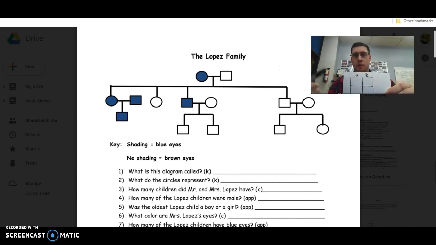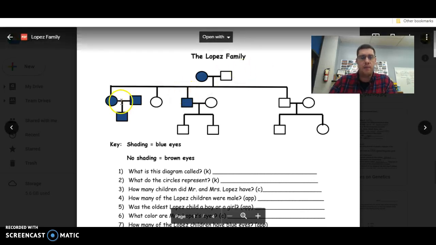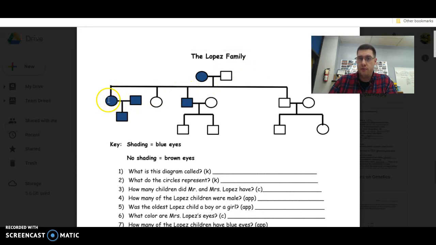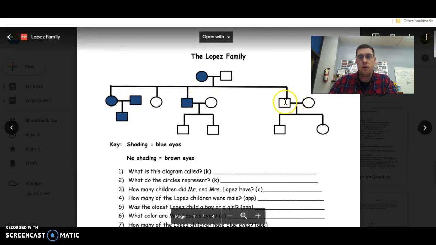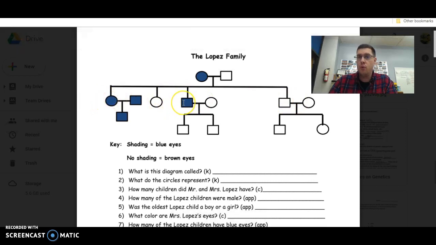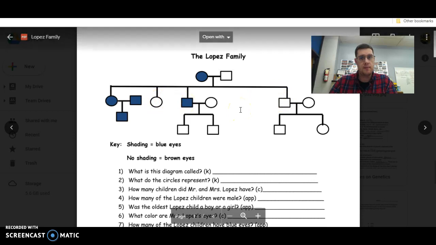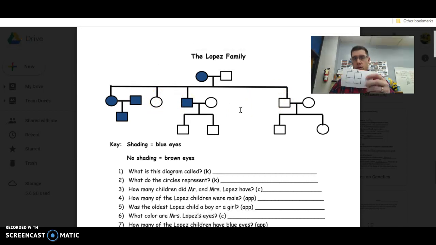So we can put her up here. Now, we don't know Mr. Lopez's genotype. We only know his phenotype, brown eyes. So we're going to have to look at their children. How did they come out? We have 4 children. 1, 2, 3, 4. 2 of them with blue eyes. 2 of them with brown eyes.